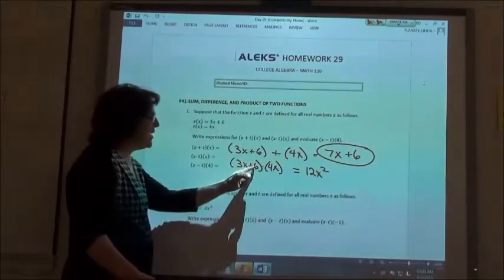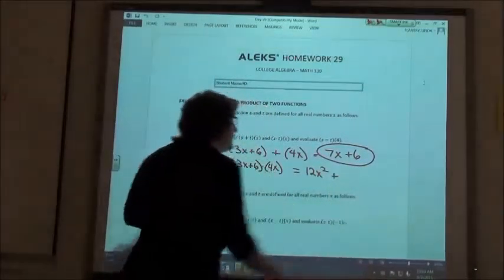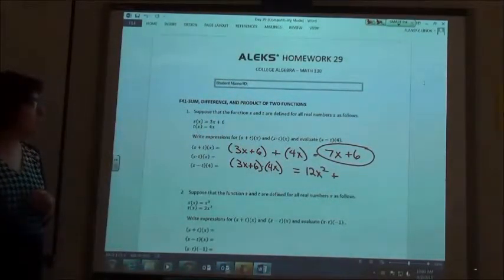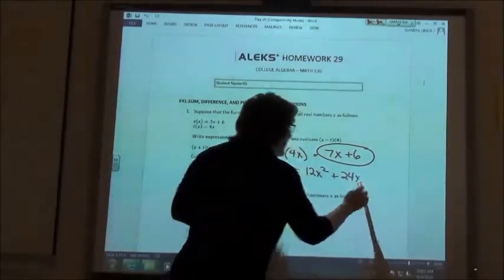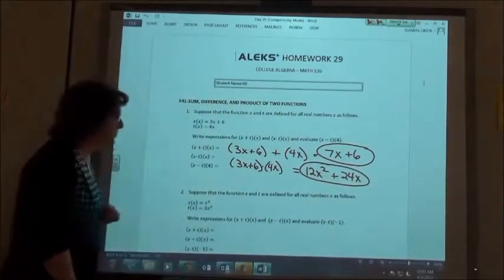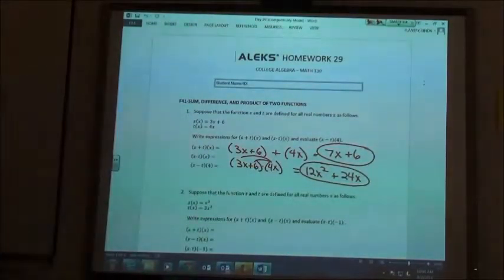And then I'm going to take the 6 times the 4x. Six times 4x would be 24x. Those aren't like terms. I can't combine them. That's just going to be my answer. So I just took this times this times that, because I was multiplying, right?